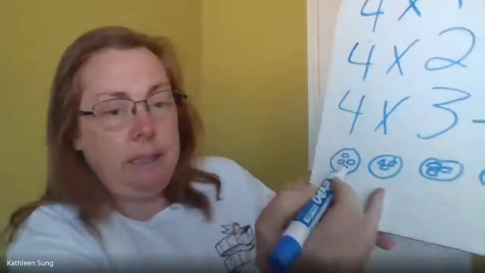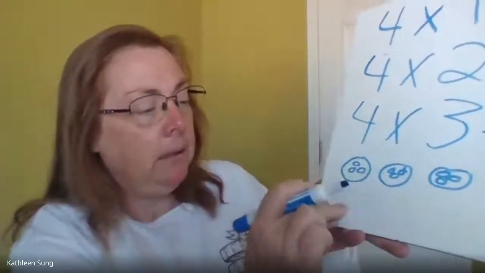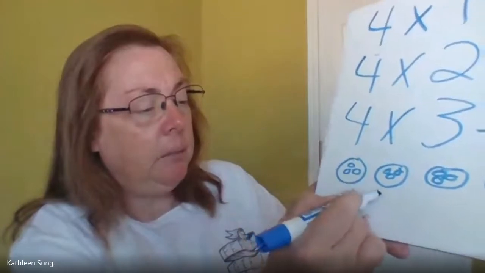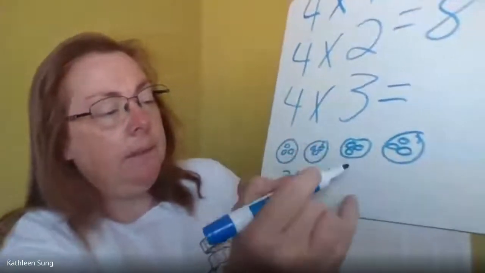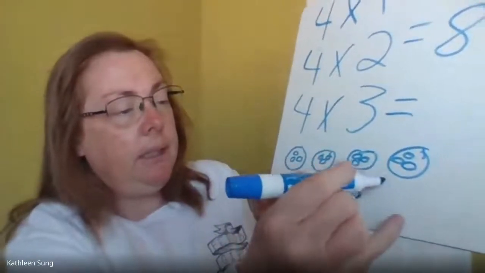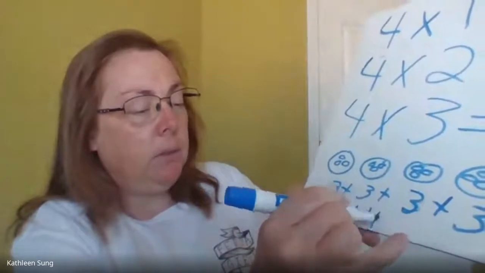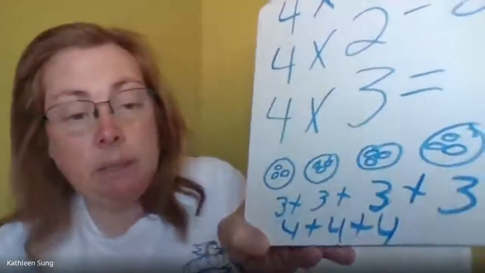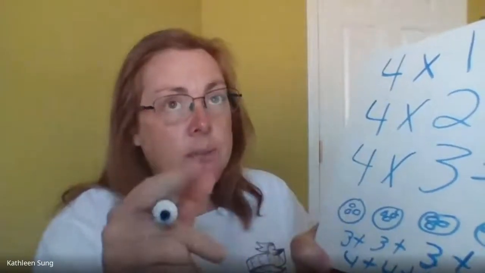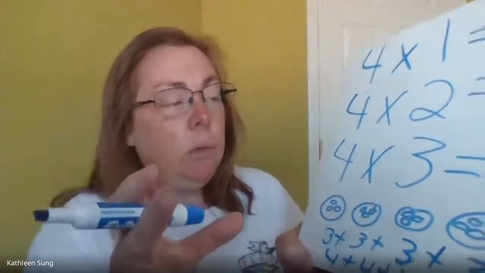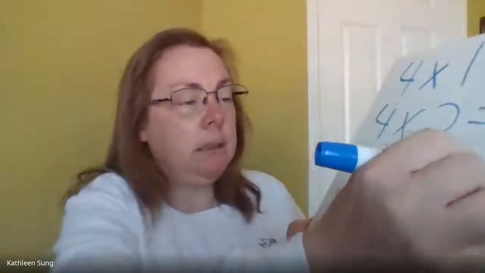So 4 times 3. This would be 3 plus 3 plus 3, or I could say 4 plus 4 plus 4. Remember, we said it didn't matter which direction you went. So 4 times 3, if I have 4 plus 4 is 8, I add on 4 more. 8 plus 4 is, that's right, 12.